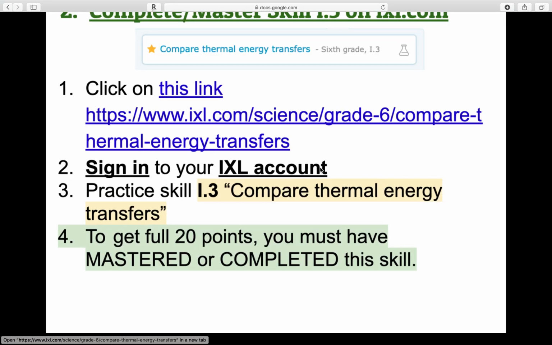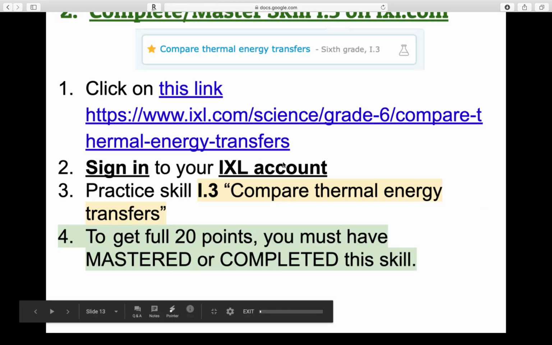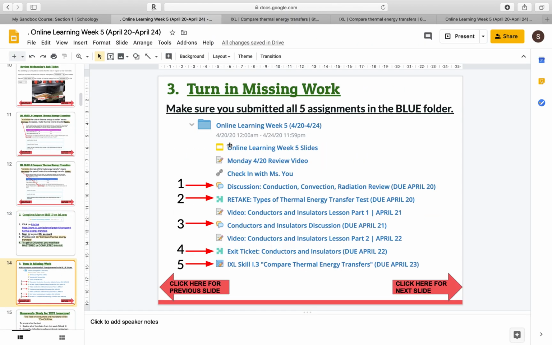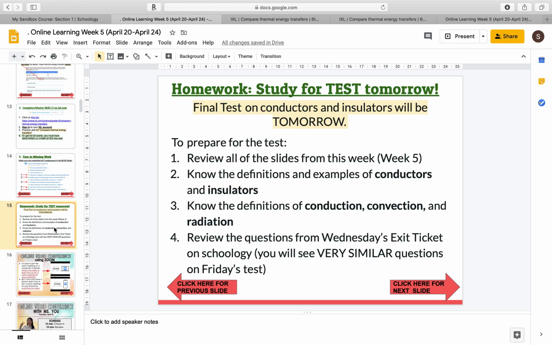Alright, now the final thing that you need to do is complete the IXL Skill I.3, and then once you're done with that, you're gonna check the blue folder and make sure that you turned in all 5 assignments this week. These were the 5 assignments you did. Check the blue folder in the Schoology page. And then lastly, please study for your test tomorrow.